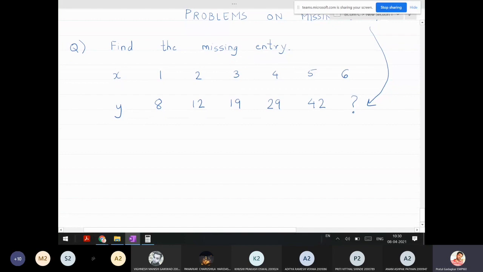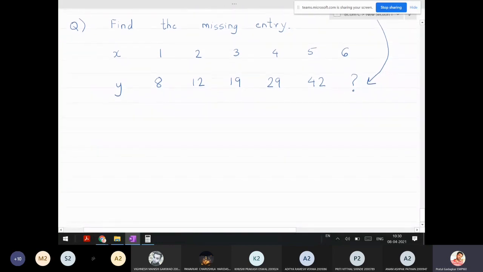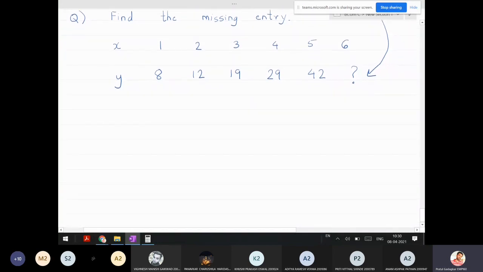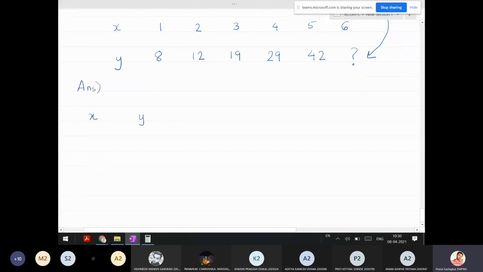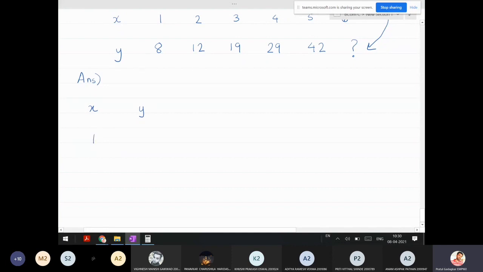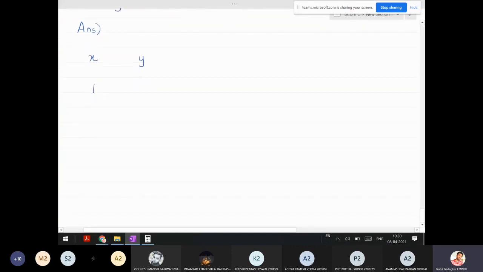So I will write the table first vertically so that I can work with it. I will write X and Y, and the X column values are 1, 2, 3, 4, 5, 6.